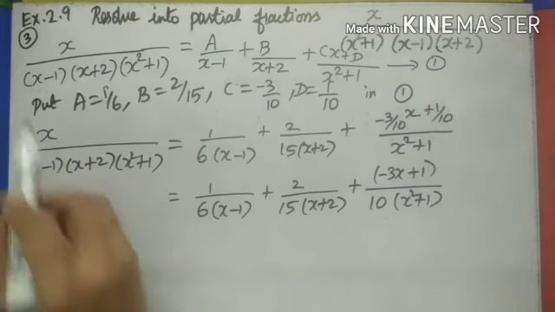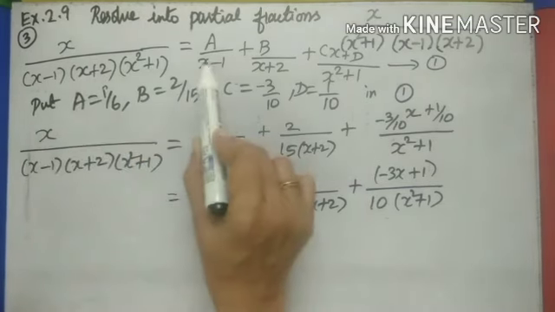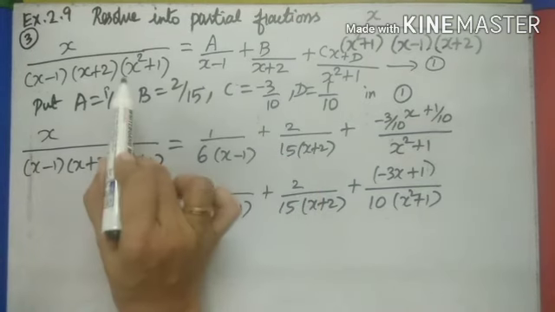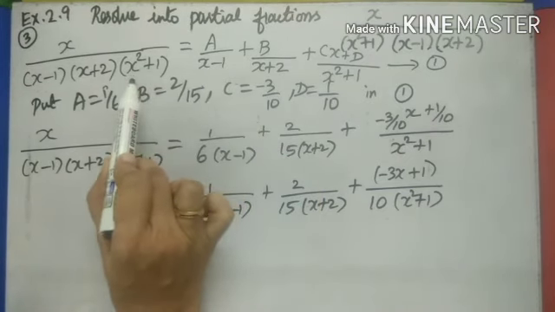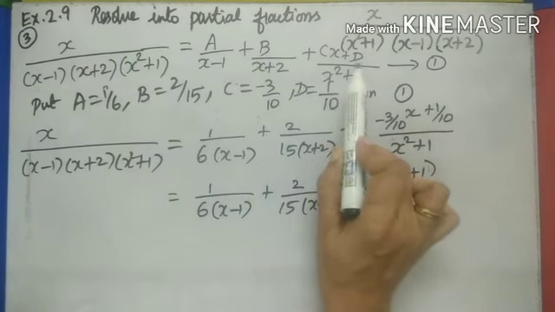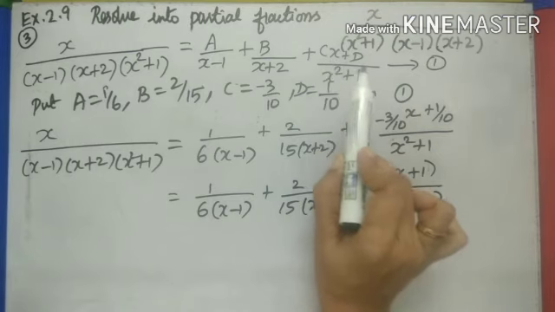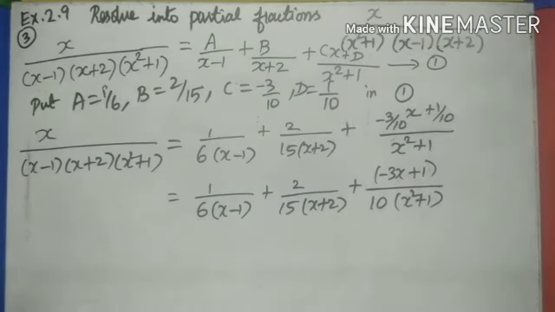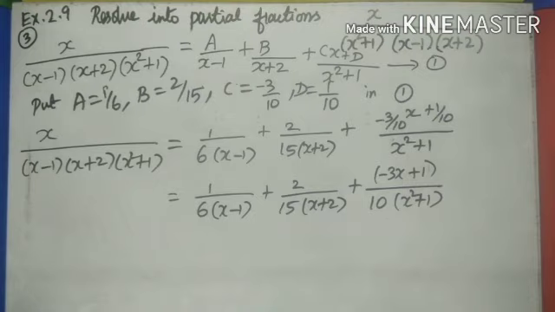So given two linear factors, I write only A and B. For a quadratic factor which I cannot factorize, the numerator will have two constants, one with x, one without x. So Cx plus D. There are some more in the exercise based on the same pattern. Try it on your own. Thank you.